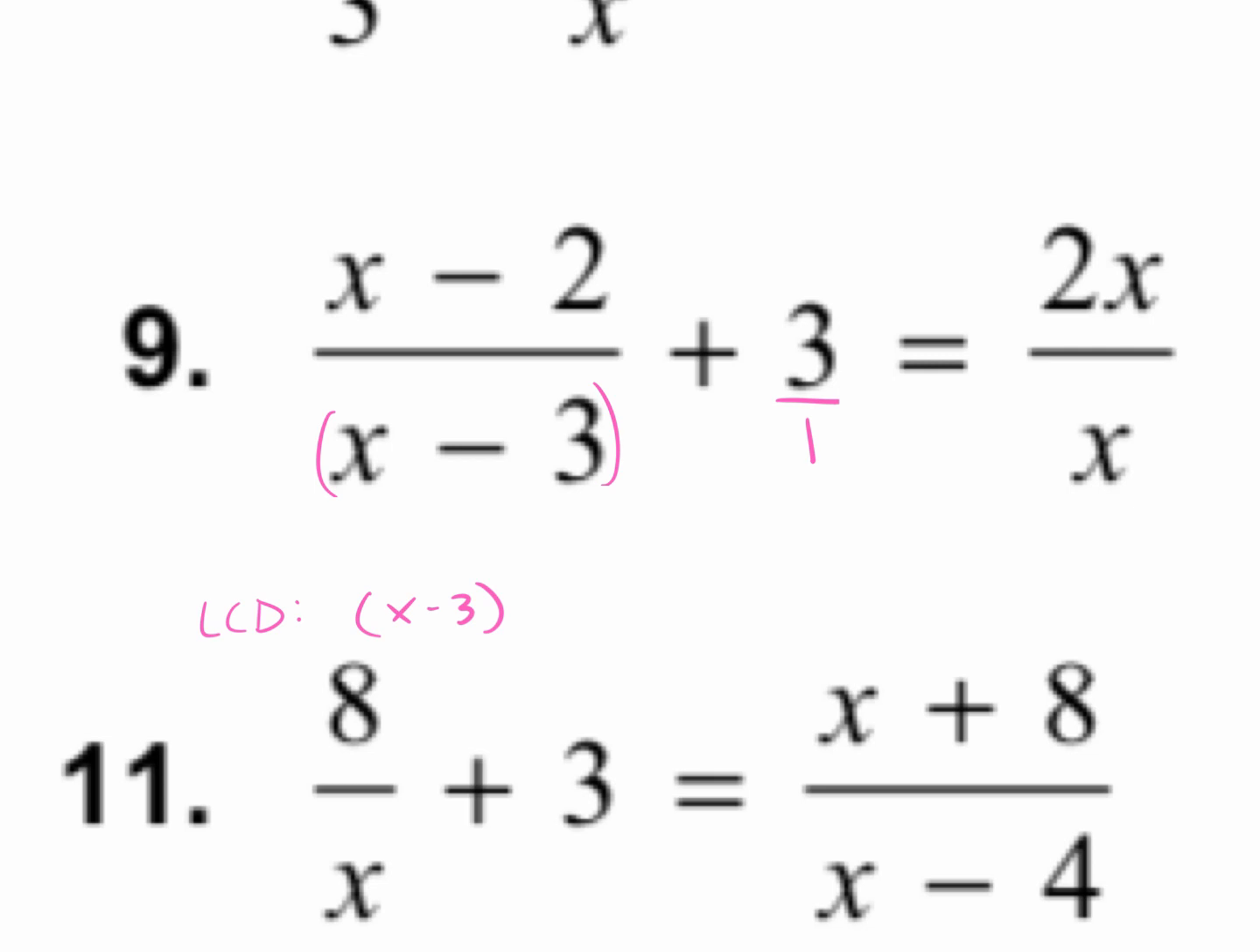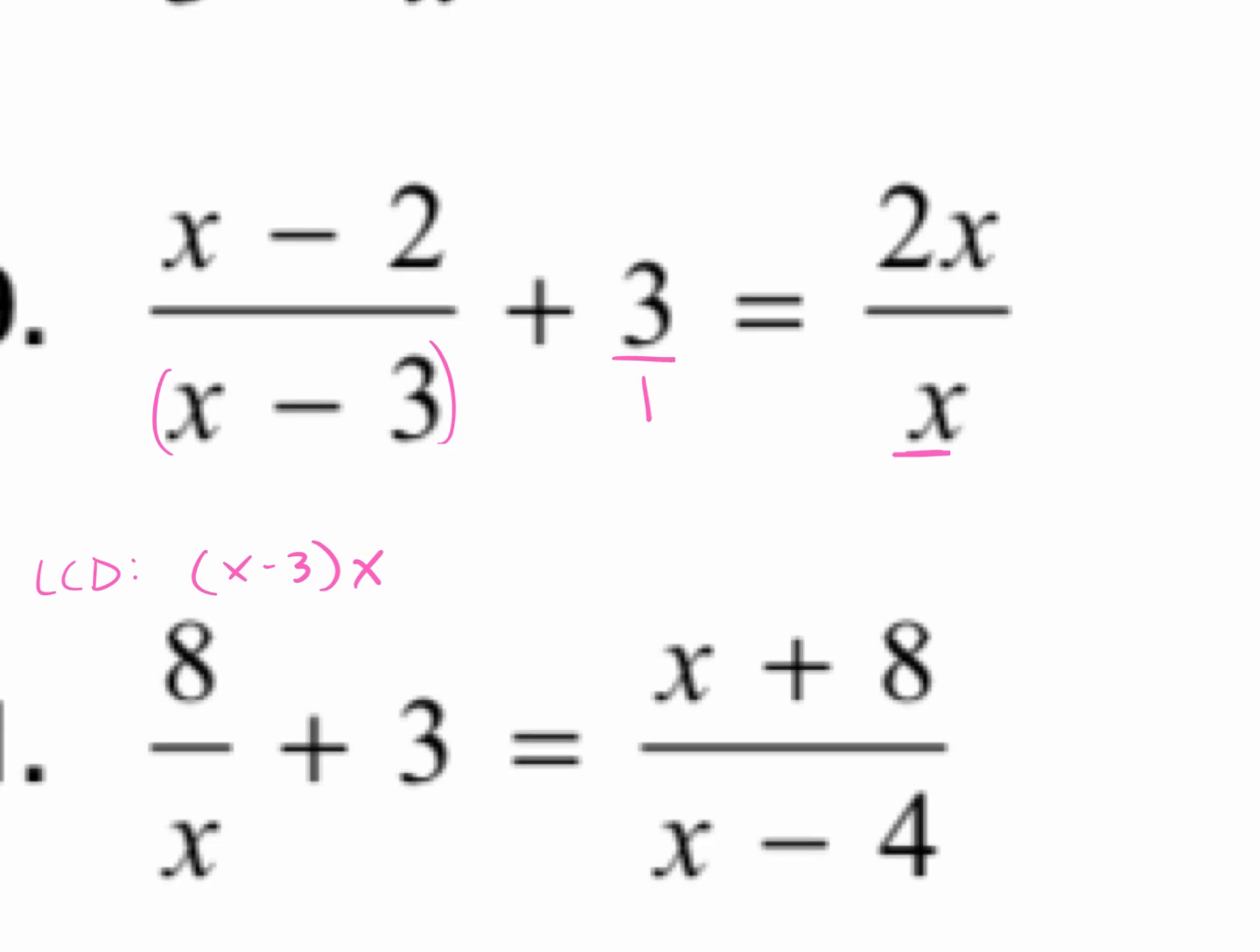Does 1 need to be included on our list? No, it's just 1, and multiplying anything by 1 would be itself. Do I have an x on my list now? I don't already, so I have to make sure I include it. Remember, x minus 3 is different than just x, so you have to make sure you include both of these. Now, when solving, we multiply everything by our least common denominator. So everything gets multiplied times x minus 3 and x.